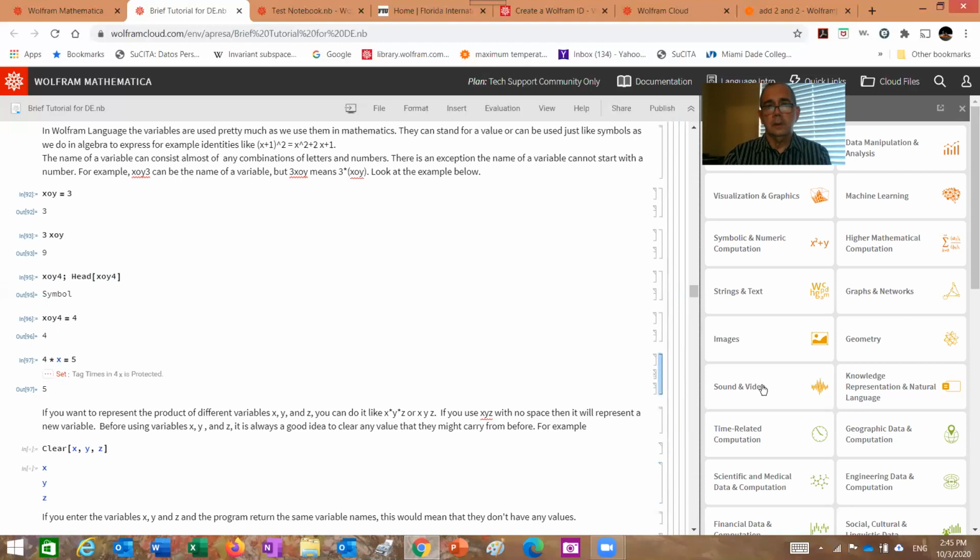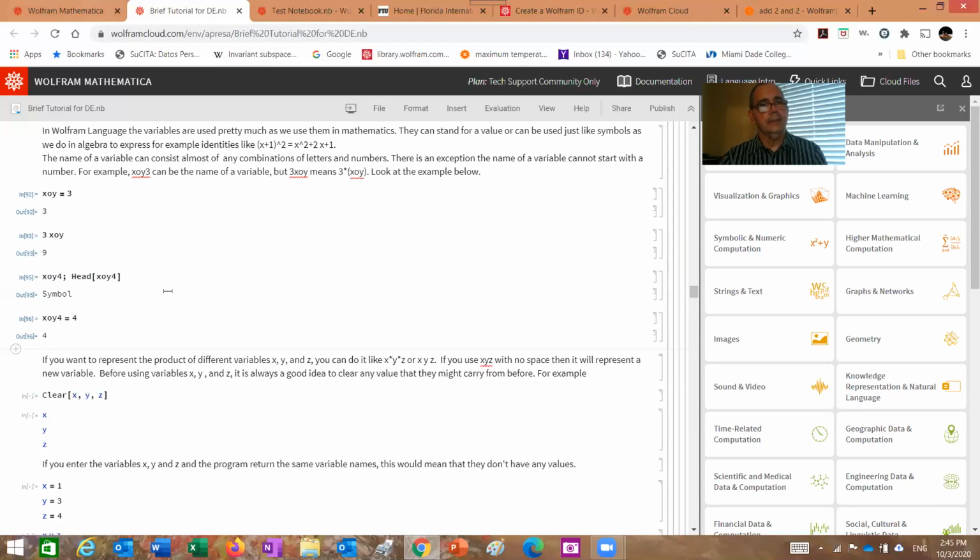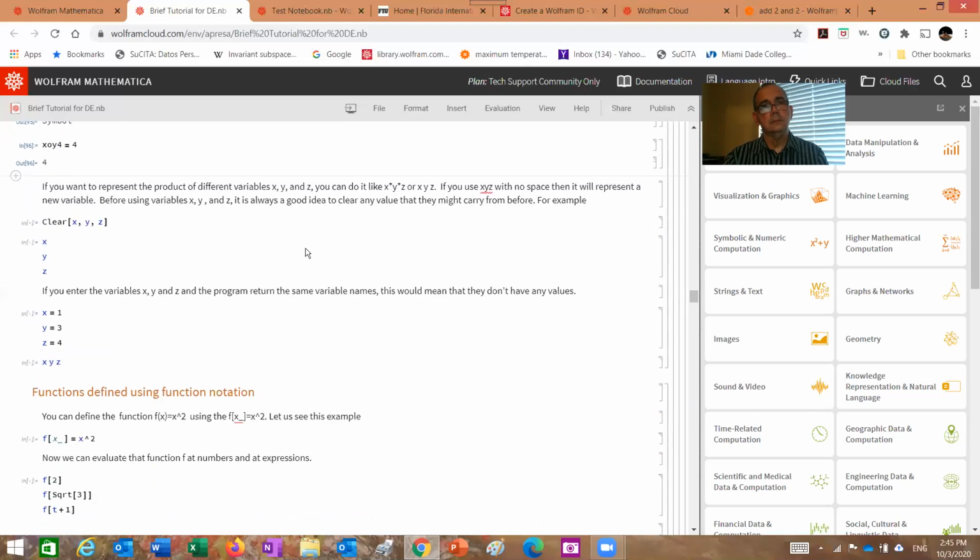Now, I told you this before, when you are representing the product of different variables using letters X, Y, Z, you can represent it like X times Y times Z, as I did here, or you can represent it by leaving a space between the X and the Y, and another space between the Y and the Z. If you use XYZ without any space between 2 contiguous variables, then it's going to understand this as a variable. So here, Clear X, Y, Z. Let me clear all values of X, Y, and Z.